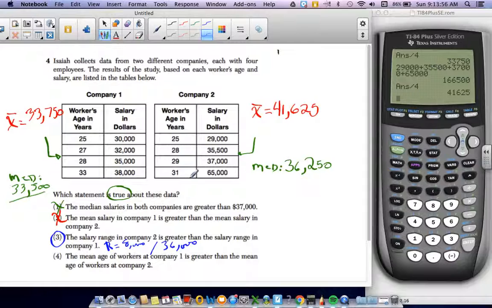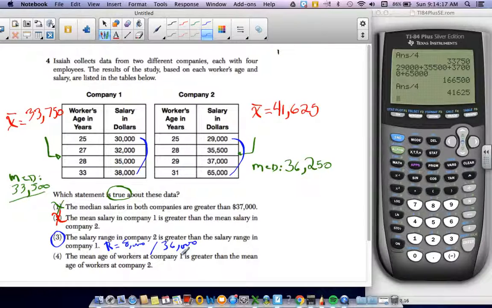We were working through these choices just to see how they worked out, but if you did an overview, that was very clear from the beginning. Look at company 1, kind of close together in salary, whereas company 2, we go from 29,000 to 65,000. Without even doing the numbers there, you can see company 2 is going to have a much larger range.